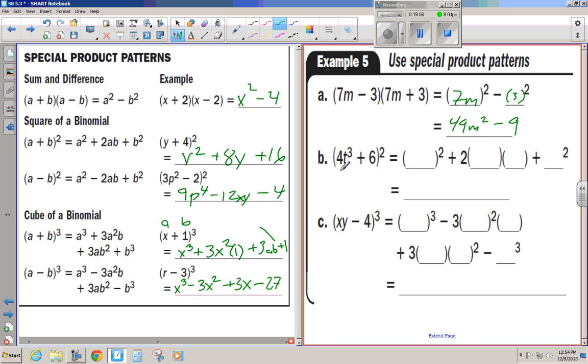All right, here's a square of a binomial. So it becomes 4t cubed squared plus 2 times 4t cubed times 6, and then plus 6 squared. Well, now you need your exponent properties. So when you're squaring this, it becomes 4, it gets distributed. 4 squared is 16t to the 6th plus 48t cubed plus 36.